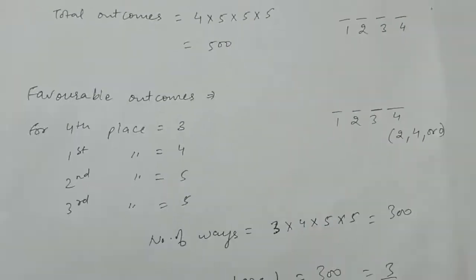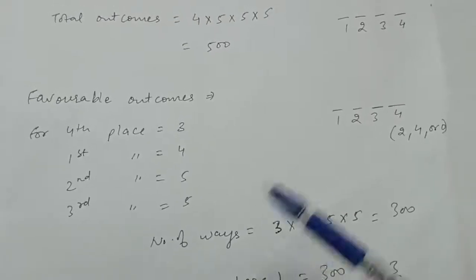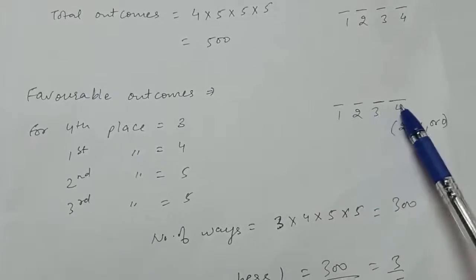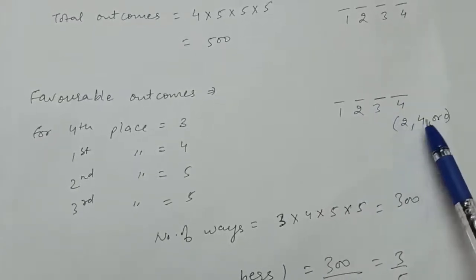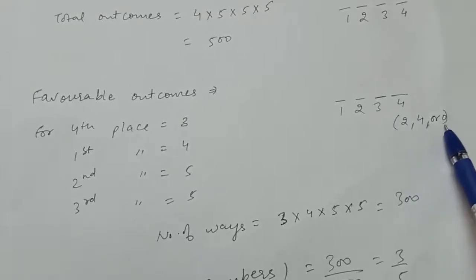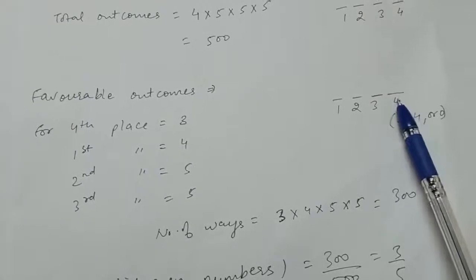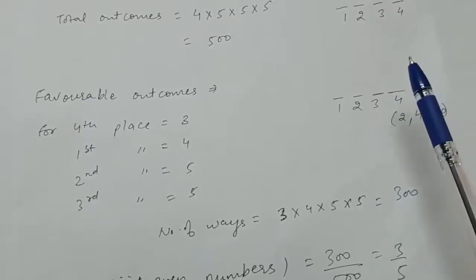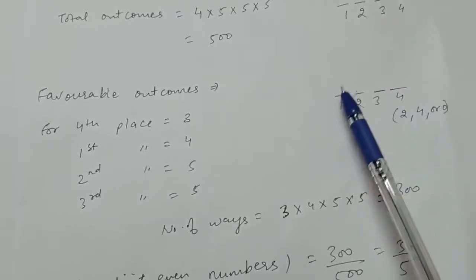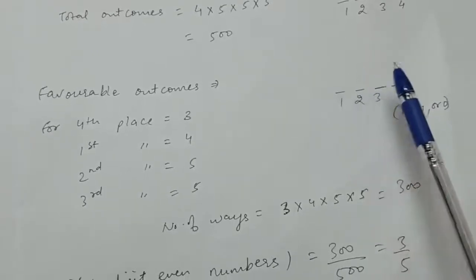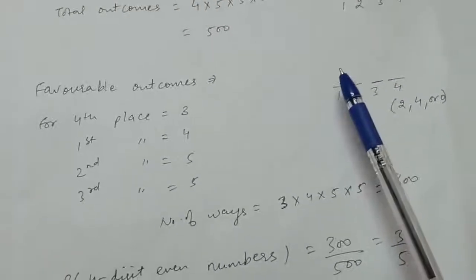Favorable will be when the 4-digit number is an even number, so favorable outcomes will be calculated as these are 4 places. Now for the fourth place, if either 2 comes or 4 comes or 0, then it is an even number, right? Now in this case, see in the previous case, if we fill 2 or 4 here, then the first place has 3 options, but if we filled 0 here, then the first place has 4 options.